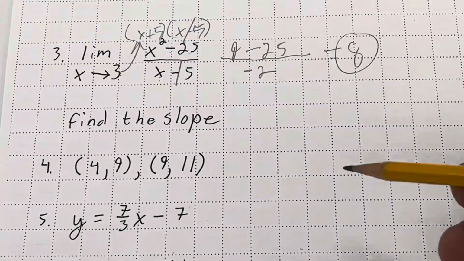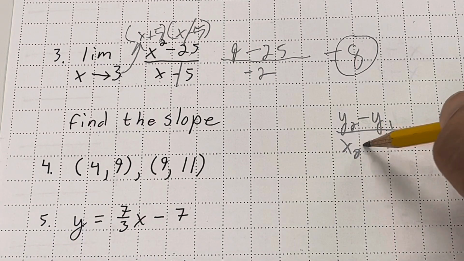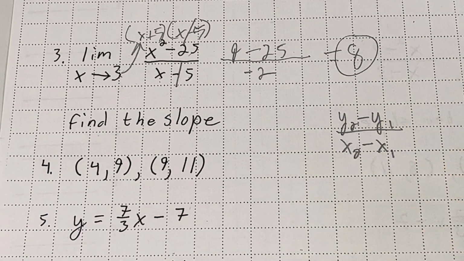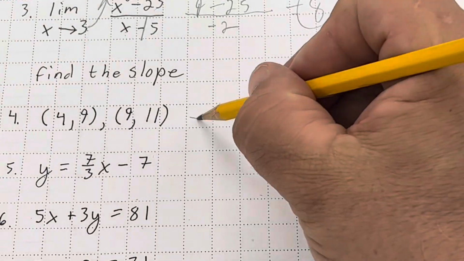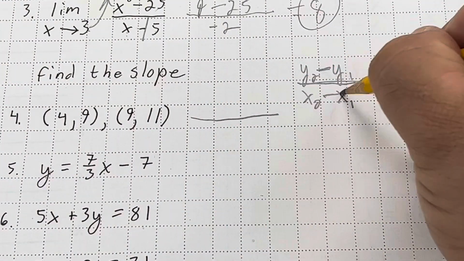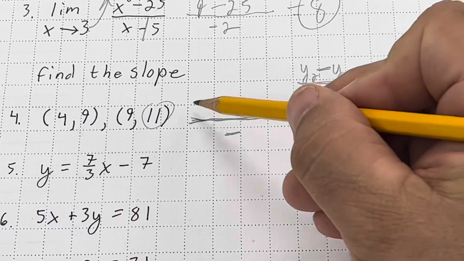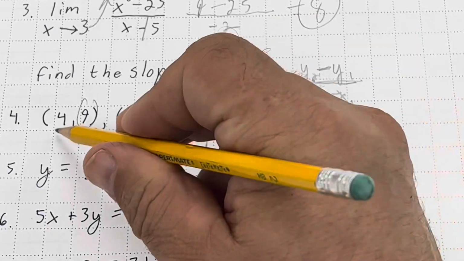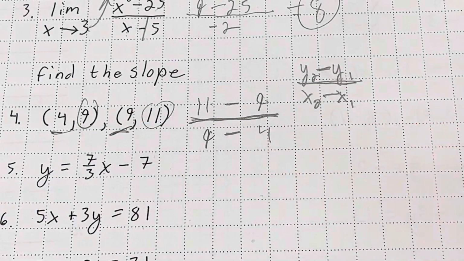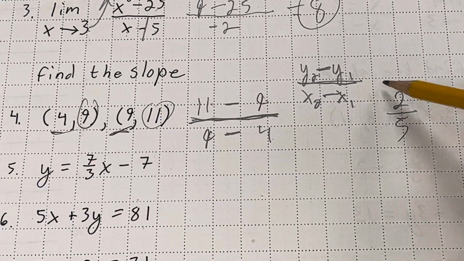Remember the slope formula is y sub 2 minus y sub 1 divided by x sub 2 minus x sub 1. So whenever I do a slope between 2 points, I'm just going to use my slope template, my division bar, my minus sign and minus sign. And I'm going to do the y values, 11 minus 9 over 9 minus 4. 11 minus 9 is 2. 9 minus 4 is 5, and I'll leave it as 2/5.